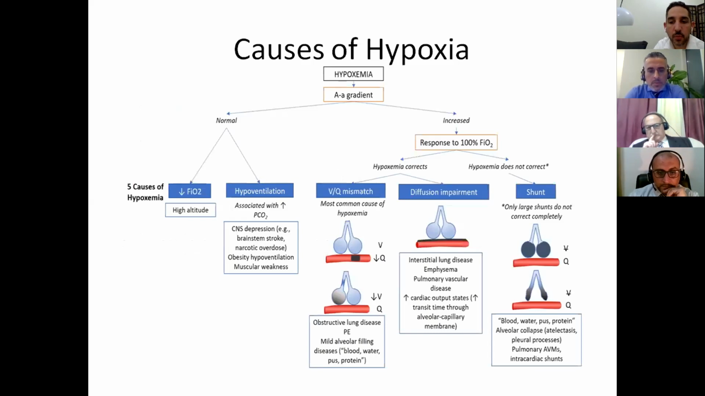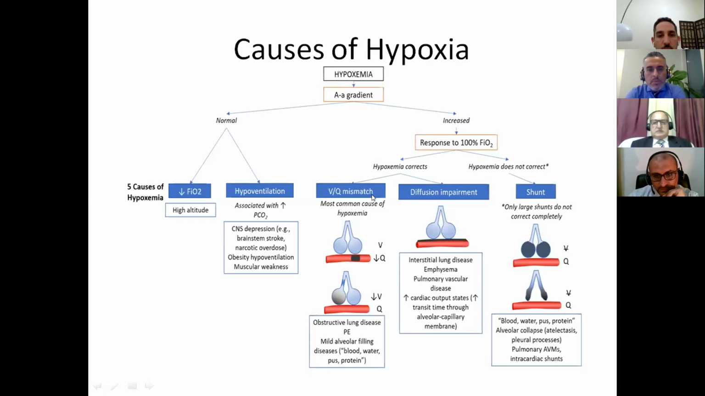So this is a complicated diagram, but just look at, are you able to see my pointer? Yeah. So see, this is the VQ mismatch and this is the shunt. Actually, the pathology which causes these is almost the same. This is a mild phenomenon and this is a more advanced phenomenon wherein you are not able to correct the hypoxemia.